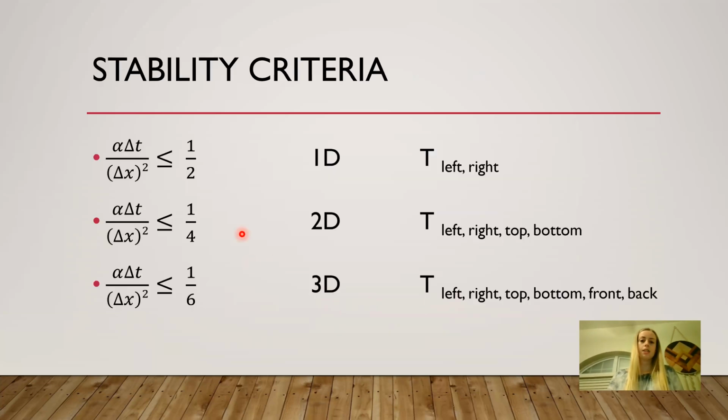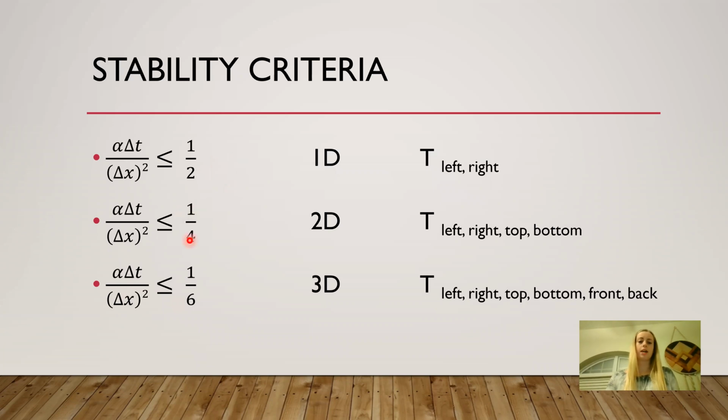And the stability criteria, we used it equal to or less than or equal to 1/2 for the one-dimensional heat transfer, and that's because our temperature values that we were using were only left and right values. And the stability criteria is used just to make sure that we don't have a huge oscillation in our T values, so we don't have big variances in our calculations versus the actual values. So we want to keep it as small as possible.